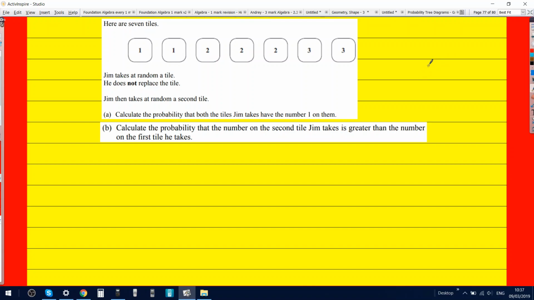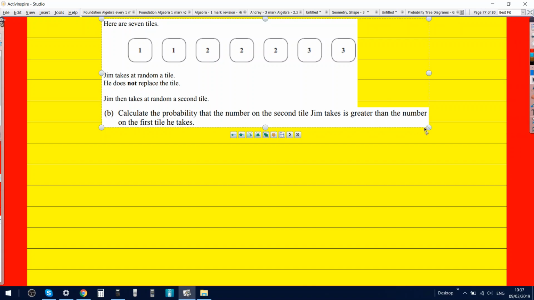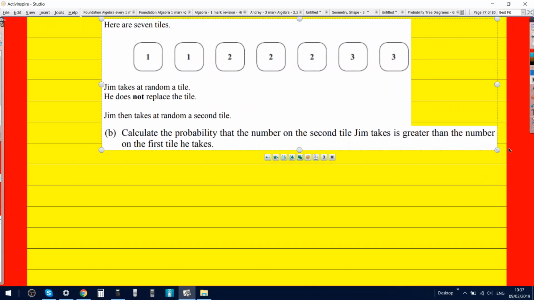Okay, how do we do this one? Hang on, skip part A, part B. Calculate the probability that the number on the second tile Jim takes is greater than the number on the first tile. Okay. So would you have to find the same? I'm not sure. Would you have to find the same, and then add them all together? So this one is asking, it says the probability the second tile is bigger than the first. So it might help to write down the possibilities.